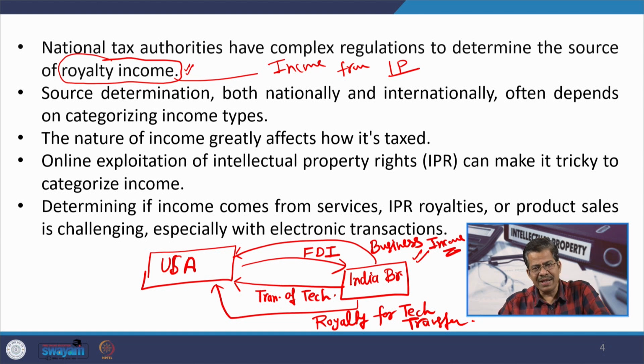In that online system, sometimes it is still not very concrete in black and white. It is still a complex, tricky phenomenon to actually categorize your income and whether it is part of IP related income or some other kind of business operation related income. That is not yet concretized. It is in the pipeline to have more clarity on these things.